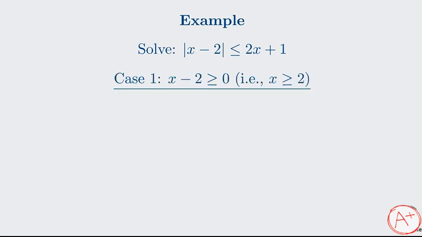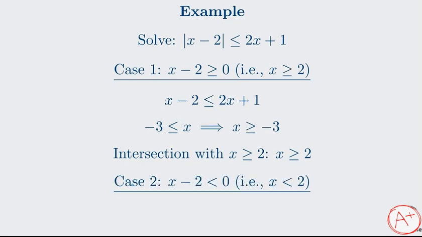Let's solve the inequality. The modulus of x minus 2 is less than or equal to 2x plus 1. We will use the piecewise approach. If the expression inside the modulus is 0 or positive, we just drop the modulus bars. Solving this gives -3 is less than or equal to x, or simply, x is greater than or equal to -3. However, we must satisfy our initial condition that x is greater than or equal to 2. The intersection of these two conditions is x is greater than or equal to 2.